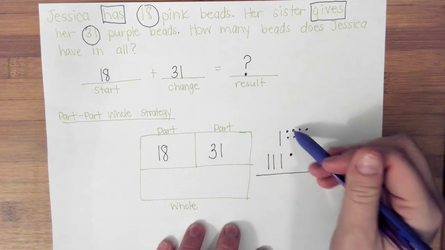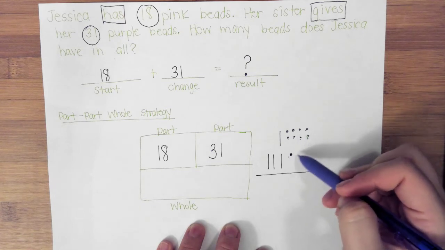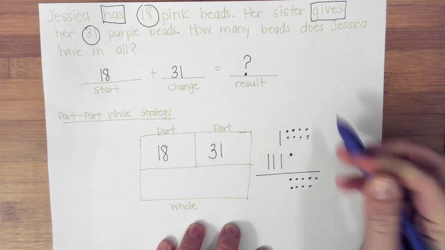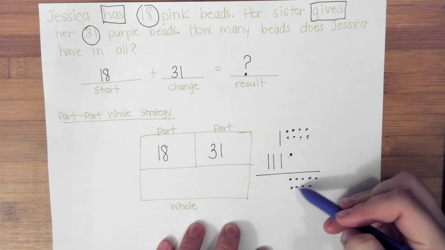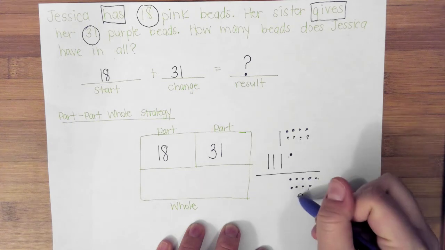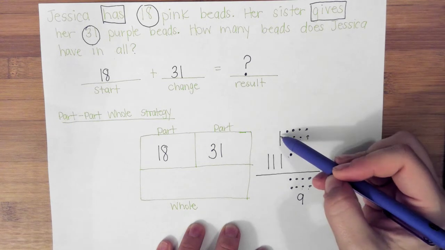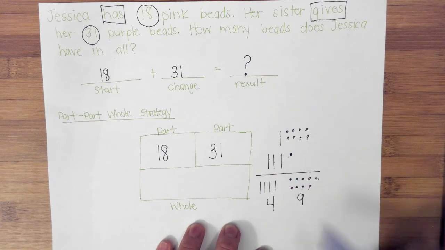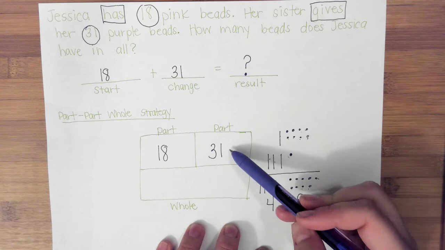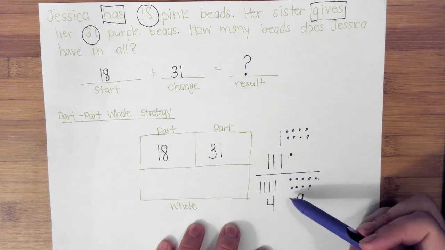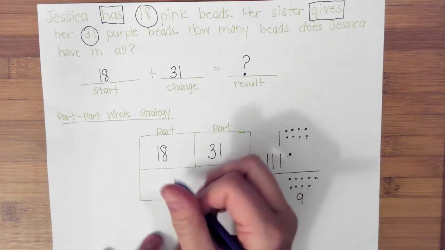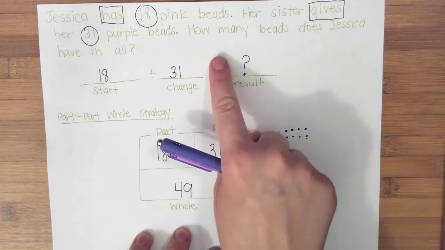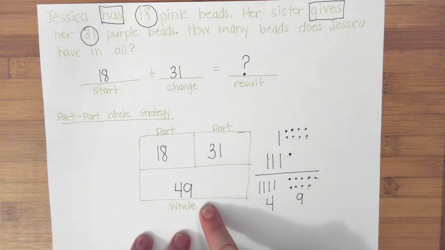And I know if I were to add these together, I have 8 plus 1, so that means I have 9 ones. I'm going to double check and make sure I have 1, 2, 3, 4, 5, 6, 7, 8, 9. So I have 9 ones. And then I see I have 1, 2, 3, 4 tens. So I can see when I had my part of 18 and my part of 31 and I added it together, I got 49. So my whole would be 49. So I know that Jessica has 49 beads in all.